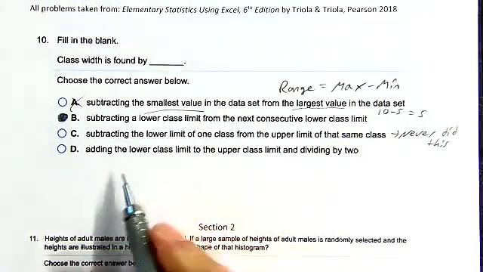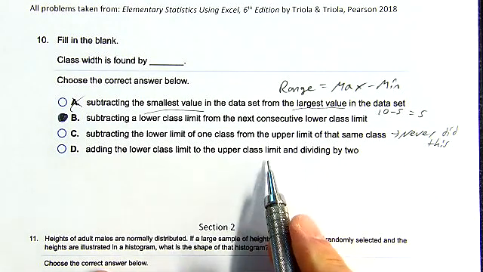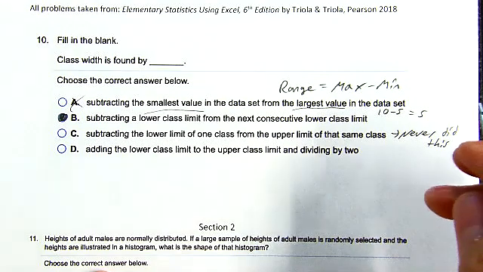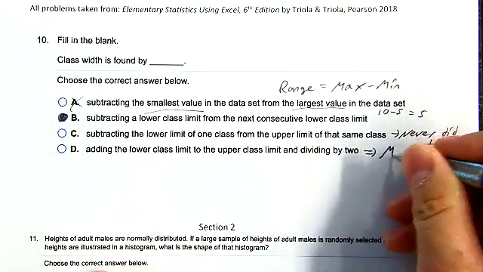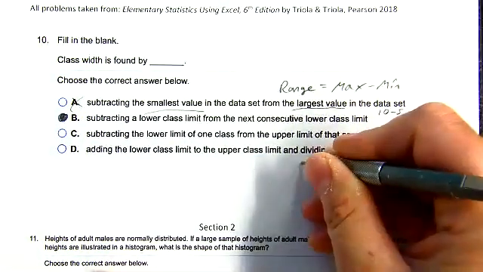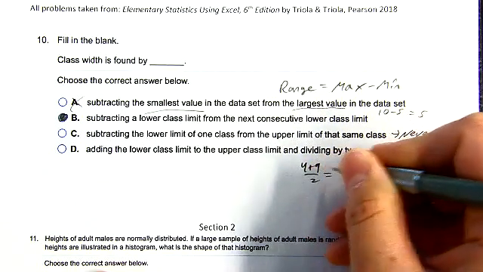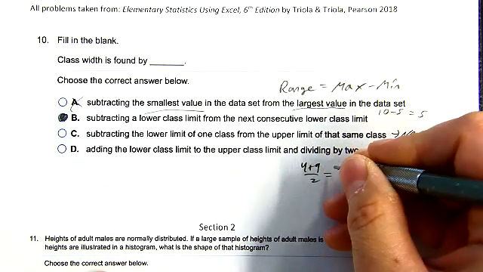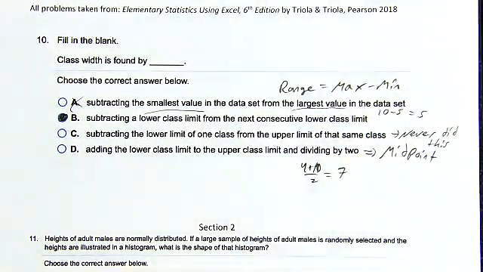And then the last one is adding the lower class limit to the upper class limit and dividing by 2. What was that one? That's what we did to find the midpoint. Remember, we added the 4 plus the 9 and divided by 2 and got 7, or I can't remember the numbers we had now. 10 and 4 maybe, and we got 7. So that was a midpoint. Okay, that's it for section 2.1.